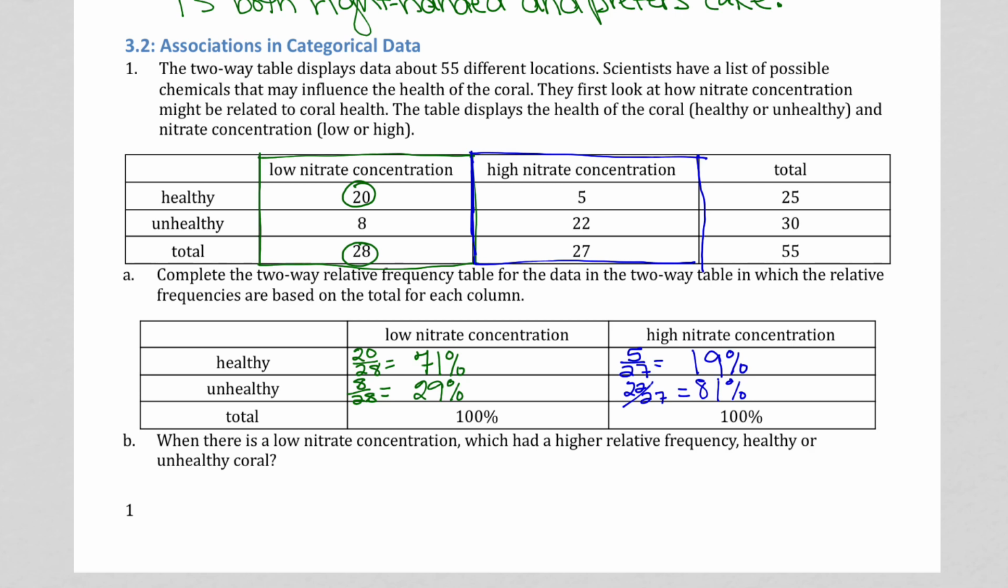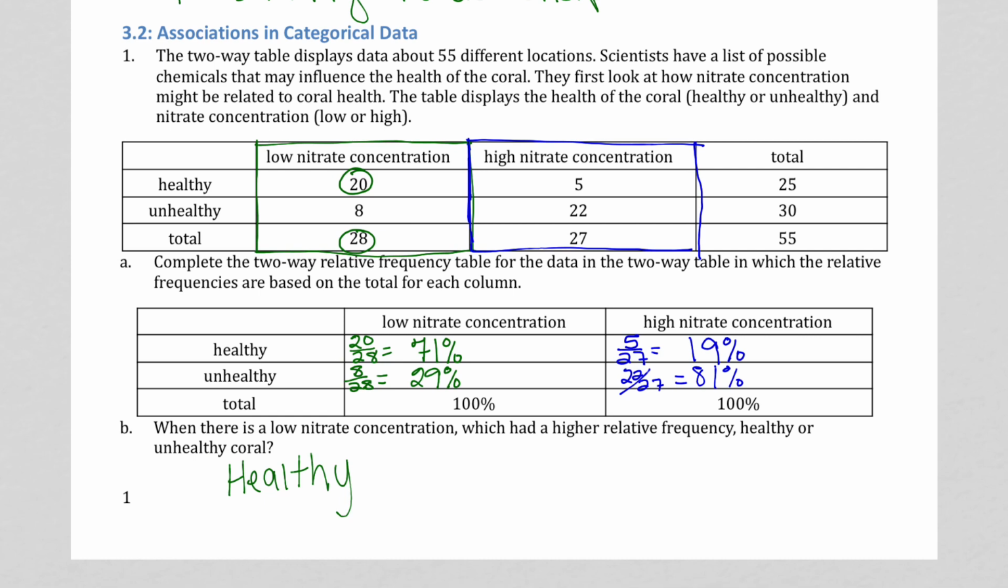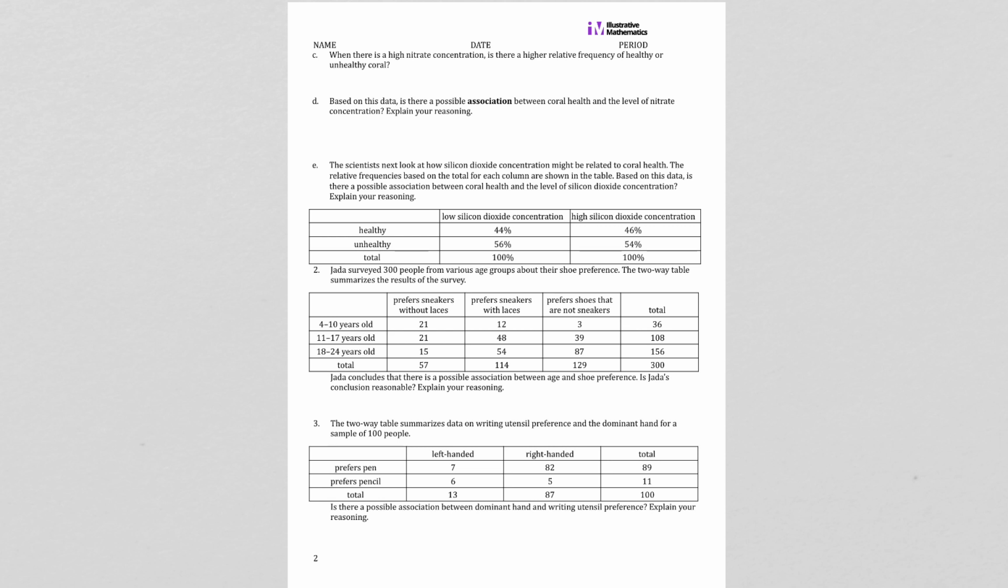Yes. All right. So when there is low nitrate concentration, which had a higher relative frequency, the healthy or unhealthy coral? The healthy. How'd you get that? Okay, because it is 71%. Okay, let's go to the next page. We are going to have to flip back and forth, so I'm going to take a picture of this and put it on the next page so that you can just pay attention to what's on the board.